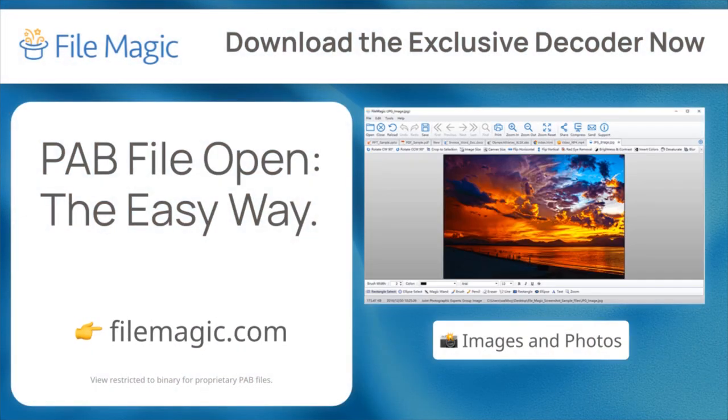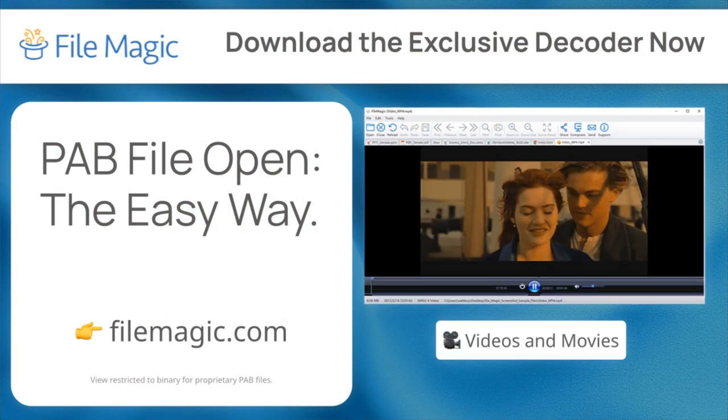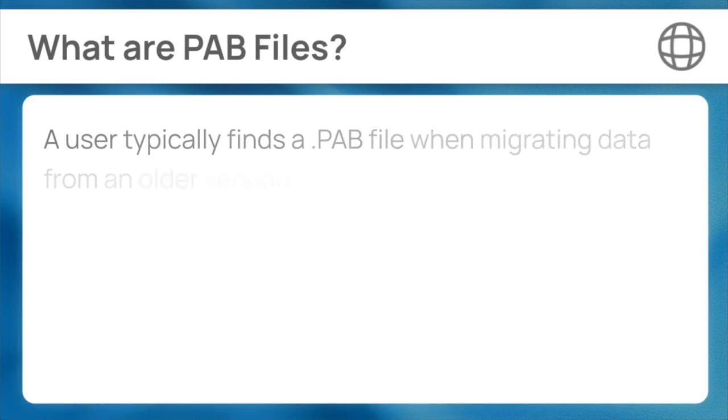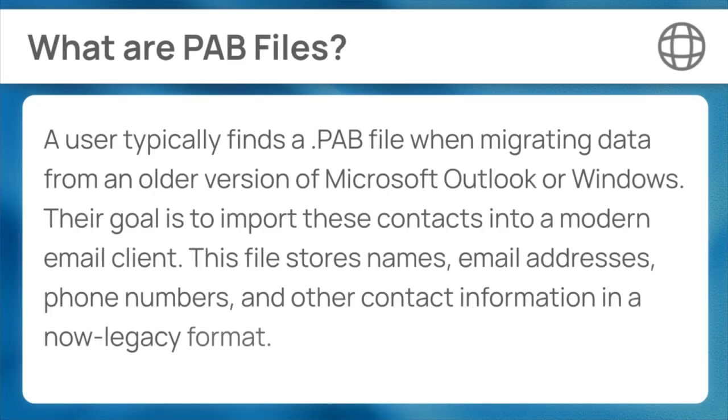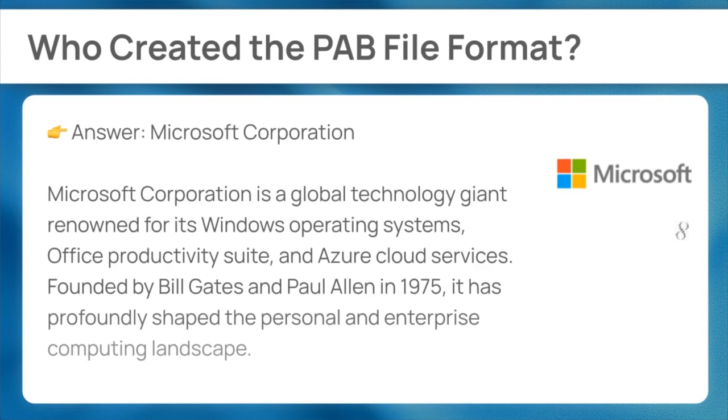This solution is entirely reliant on one powerful PAB file inspection tool that you can use for hundreds of other file issues and formats. A user typically finds a PAB file when migrating data from an older version of Microsoft Outlook or Windows. Their goal is to import these contacts into a modern email client. This file stores names, email addresses, phone numbers, and other contact information in a now legacy format.